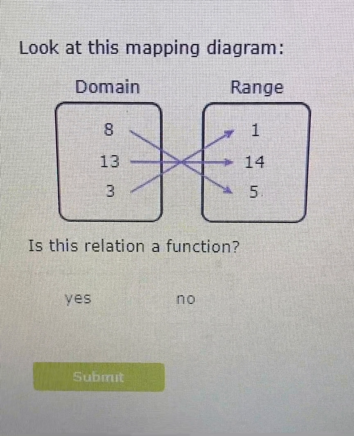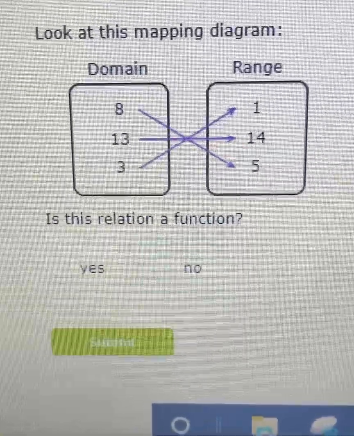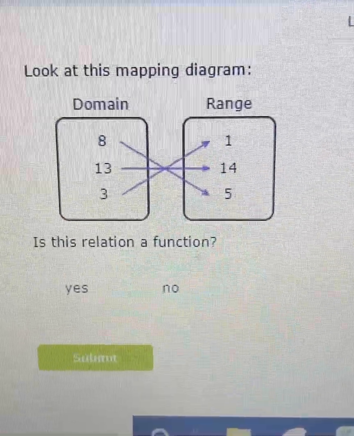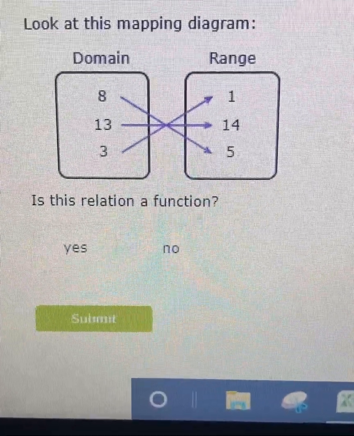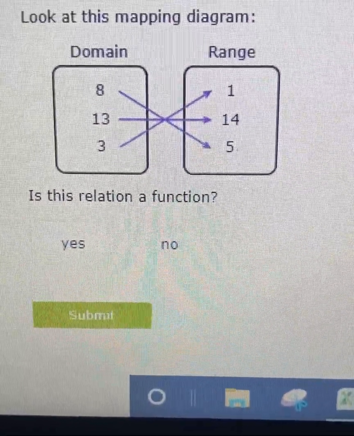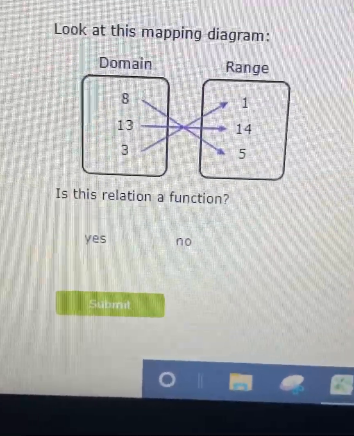Okay, so I just showed you how to evaluate functions. Now we have to also identify them. The big thing with a function is this: each value that I put in for x is only going to give me one answer.